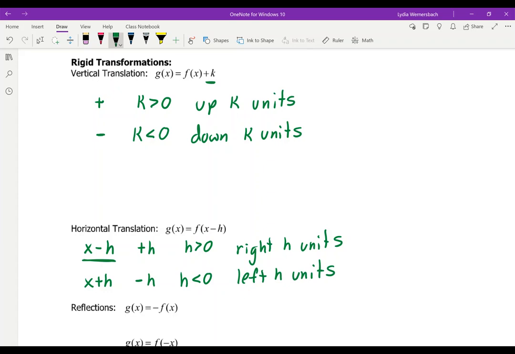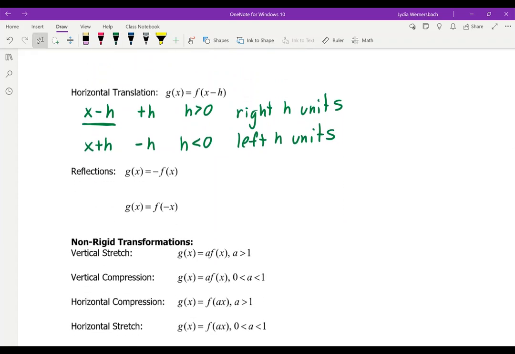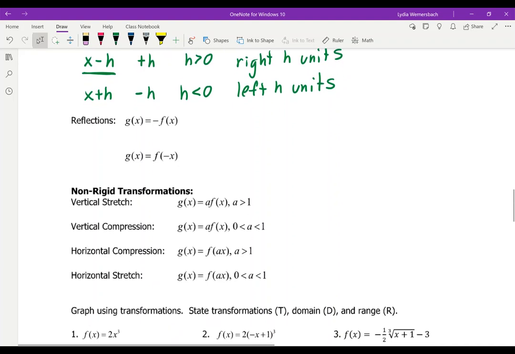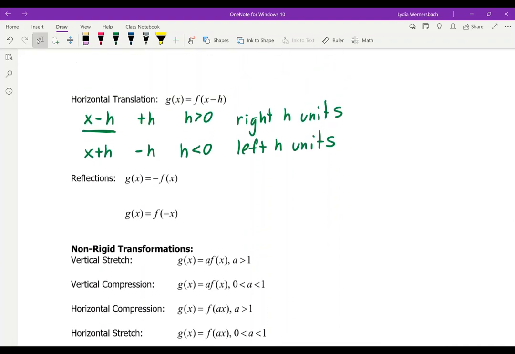So the next thing we'll talk about is reflections, and there's kind of two types of reflections. One of them is when we reflect over the x-axis. So when the negative is out front, this is a reflection over the x-axis. That's probably the one we're going to see the most. Now, we may also see a scenario where we have kind of the x on the inside of the function, and this would be a reflection over the y-axis.